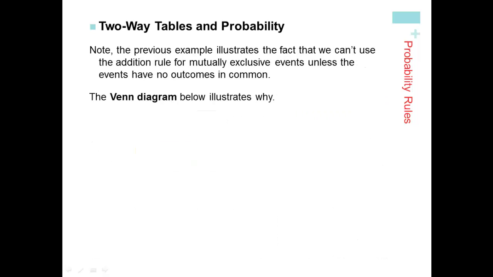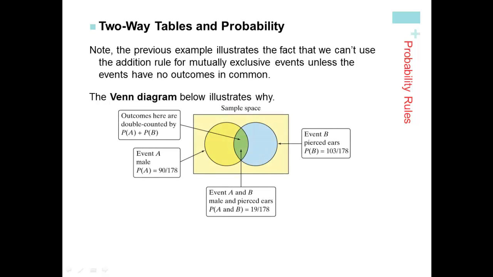Note, the previous example illustrates the fact that we cannot use the addition rule for mutually exclusive events unless the events have no outcomes in common. The Venn diagram below illustrates why.